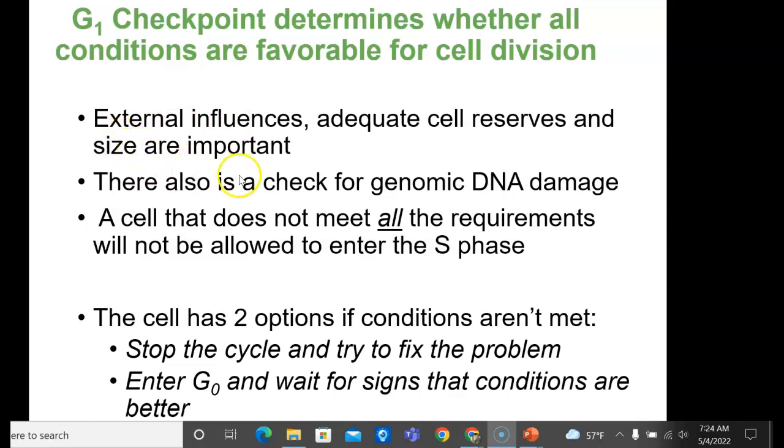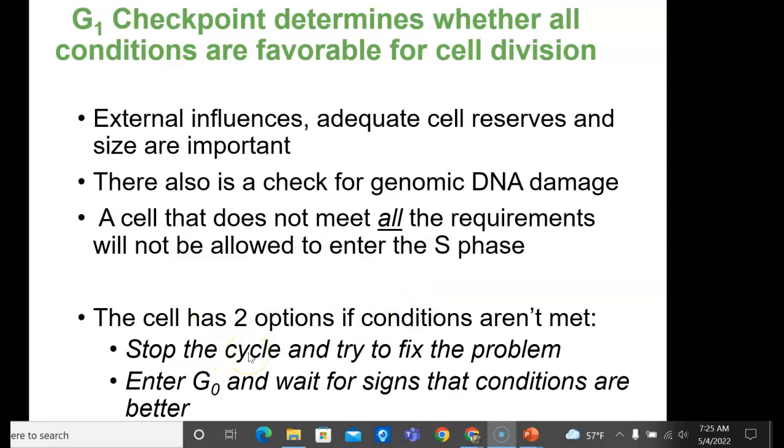Some other things that we would have to be sure of at that G1 checkpoint is that the DNA is in good shape. If those things are met, if there's enough cell reserves, in other words, enough materials in the cell, cell size is of normal size, and we have no DNA damage that's detected, then the cell could go into the S phase. If it doesn't, then it won't go into the S phase, and we're going to look at how that occurs.